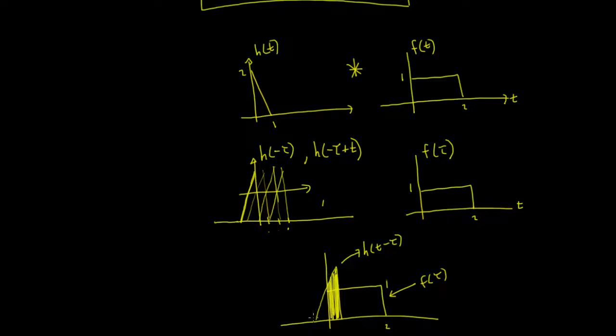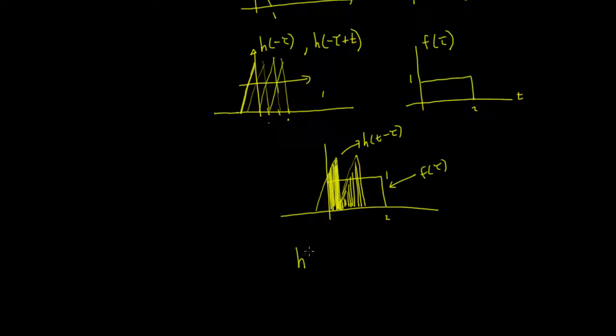Now, if I was to shift it further along here, at some point this entire triangle would be encapsulated within this rectangle, so we would have, for example, that there. This little part of the area here and this little part here would represent the value h of t minus tau times f of tau.